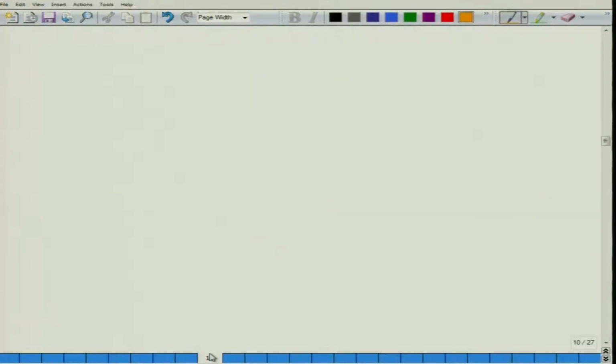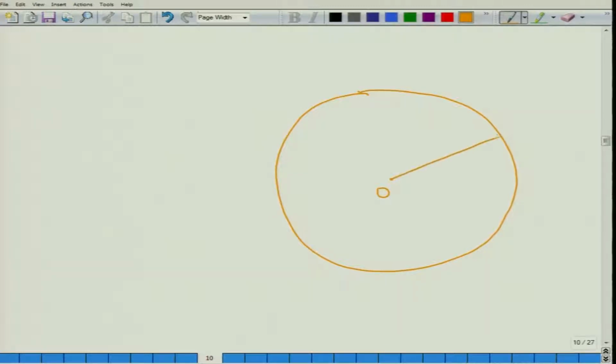Let us consider the next figure. It is a circle. Let us draw a circle. So, a circle is a plane figure. It has a center that we represent as O, and all the points on the circle are at the same distance r from the center. So, this is r, this is also r.